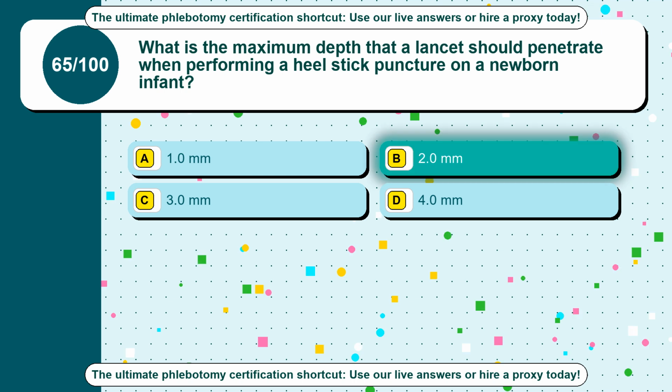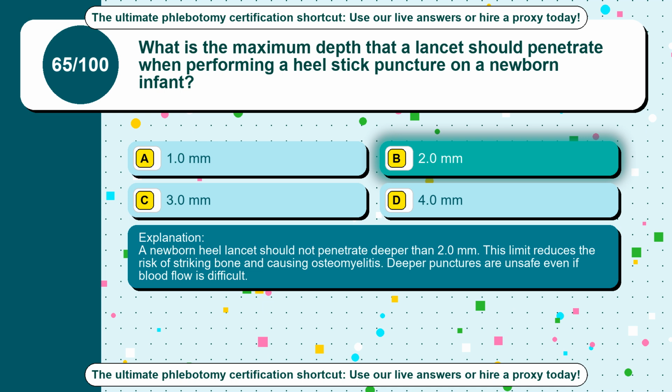The correct answer is option B. 2.0 mm. A newborn heel lancet should not penetrate deeper than 2.0 mm. This limit reduces the risk of striking bone and causing osteomyelitis. Deeper punctures are unsafe even if blood flow is difficult.